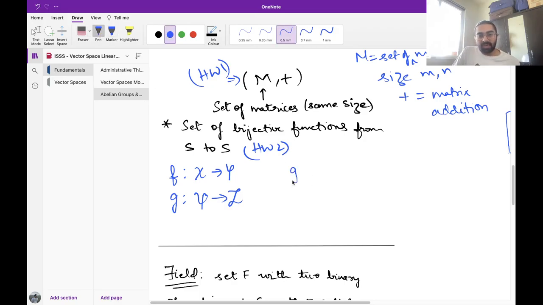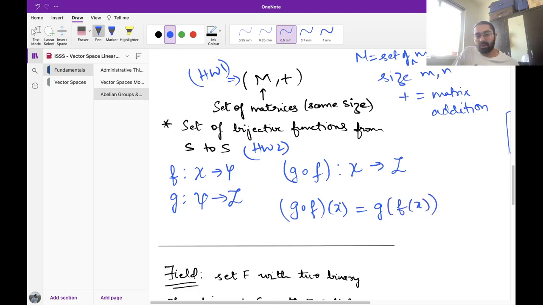So let's say I'm defining something like G circle F. Yeah, correct. G circle F. Okay. This function goes from X to Z, and the way you define this function is G circle F of some x is equal to G of F of x, okay, where x belongs to the set X. So what am I doing here, right?